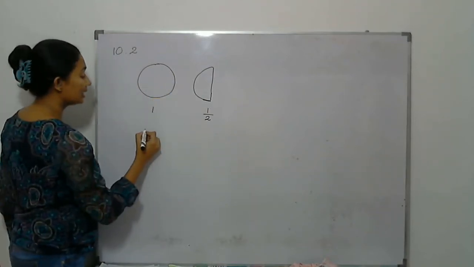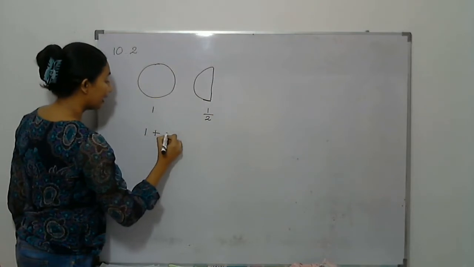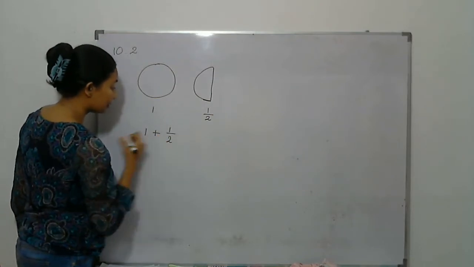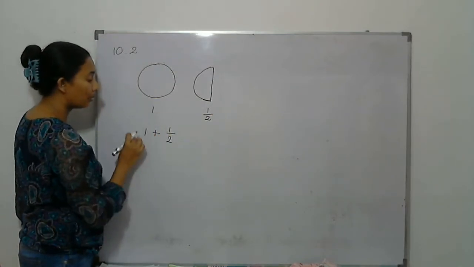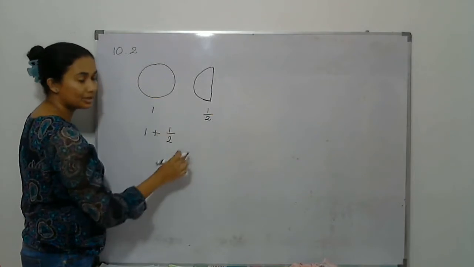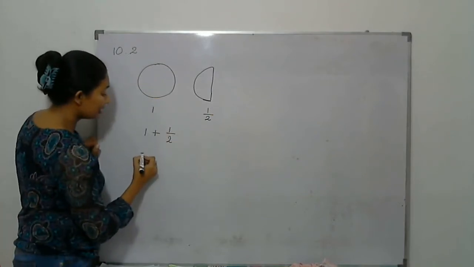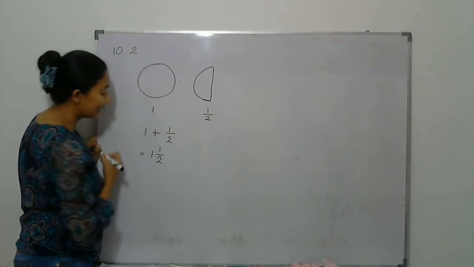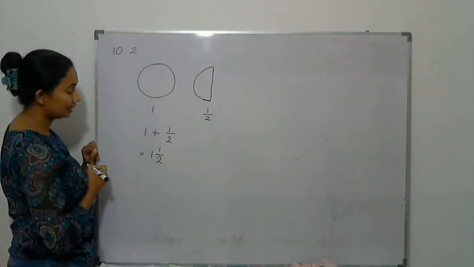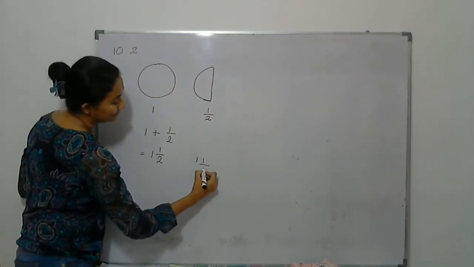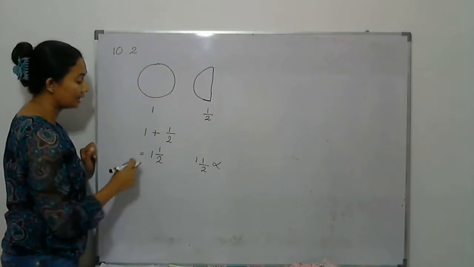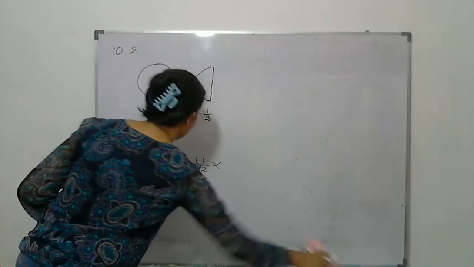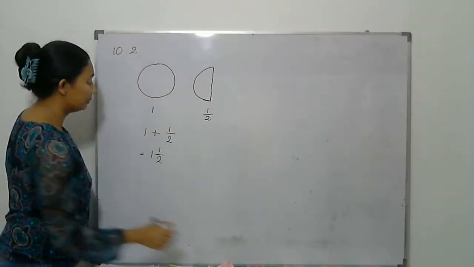What you have to do is you have to add 1 and half. So when we add this whole number 1 to this fractional part half, the answer will be 1 upon 2. We write it like this. Okay? Not like this. Okay, 1 upon 2. We read it as 1 upon 2.